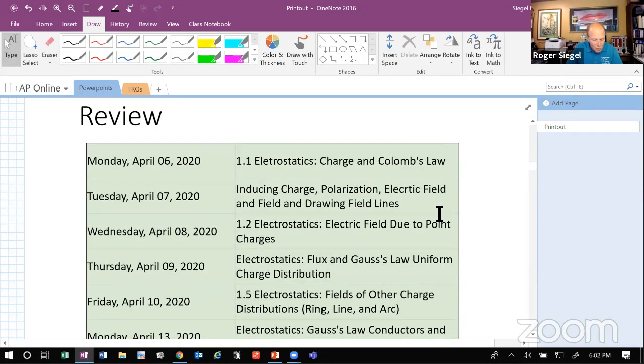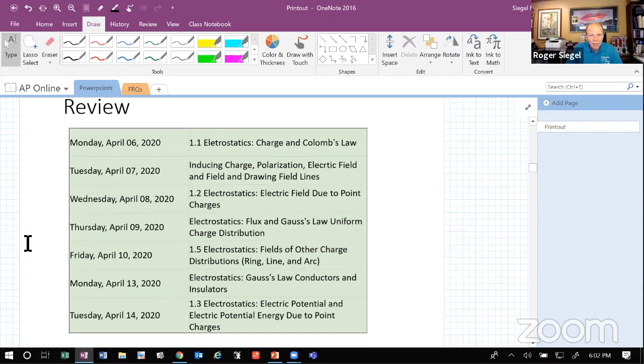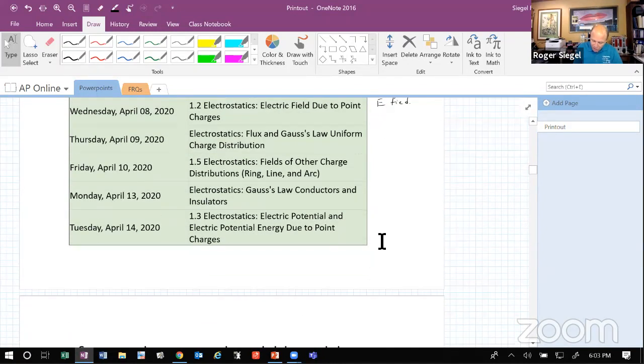Okay, so let's review a little bit from where we've come from. We started reviewing for the AP exam last Monday, and we're still in the first section, which is electrostatics. We've been talking about charges, Coulomb's law, and the E field. The force, Coulomb's law, and the E field are 2 big parts of electrostatics. And there are 2 more that we're going to get into tonight, potential and potential energy. So tonight we're doing electric potential and electric potential energy.